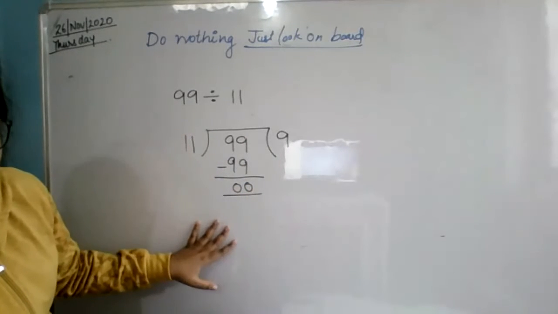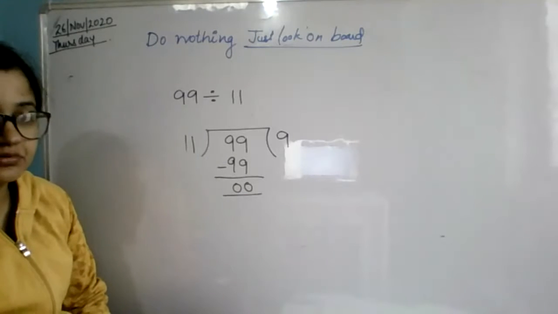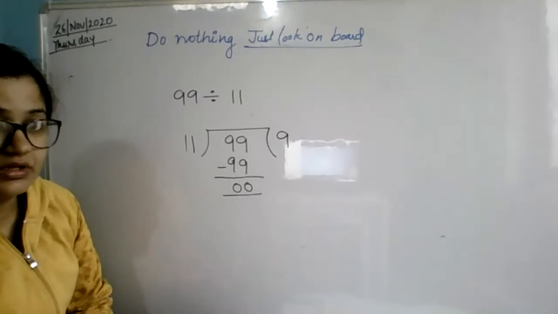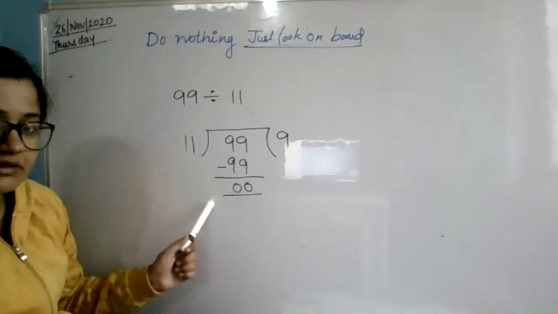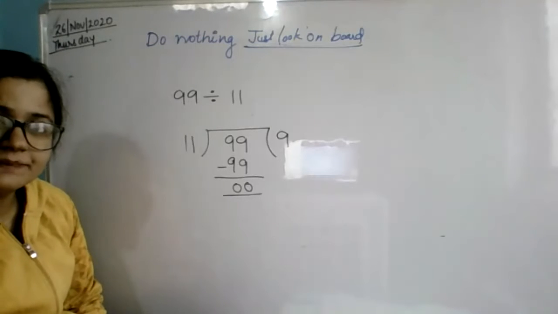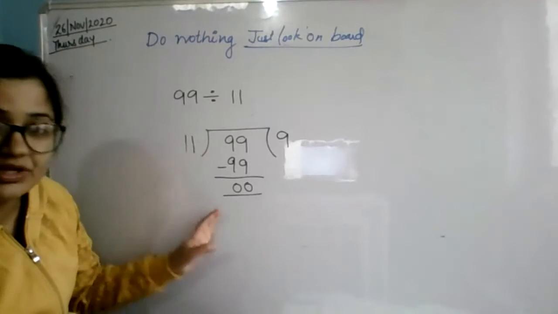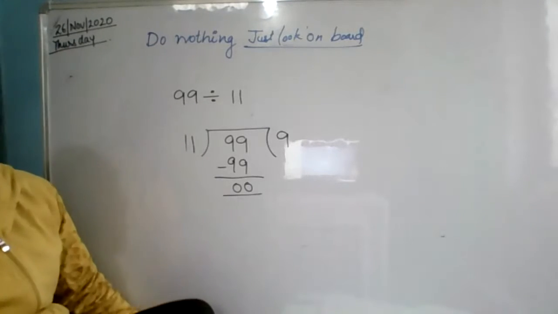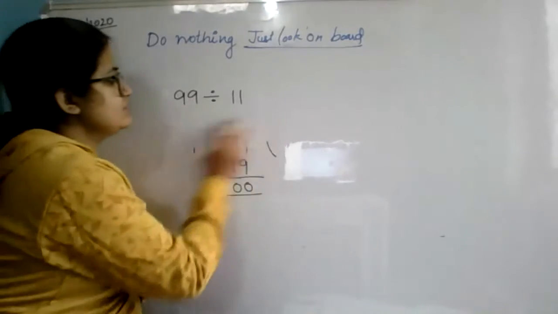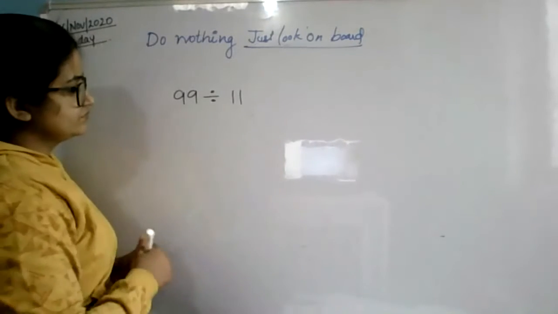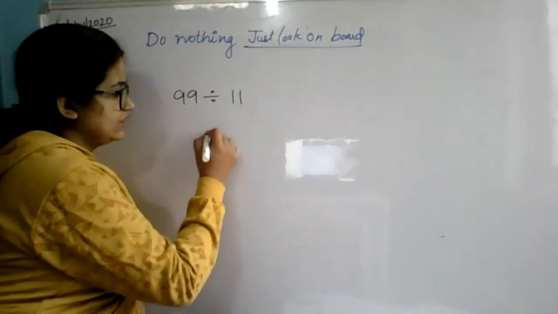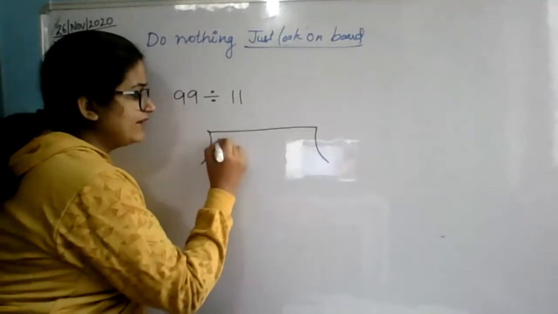Very good, all of you. But some of you are not able to do this one. You have to do it in the same way. This is known as the long division method. So in the long division method, what did we used to write? We used to write the dividend, the number to be divided, here.